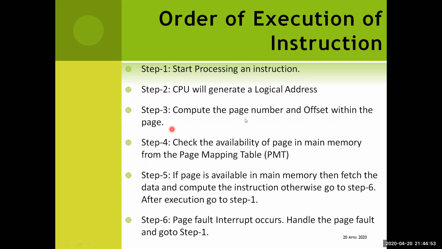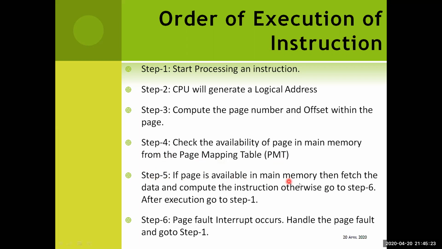After finding the page number and offset, we will go to step 4 and check the availability of the page in the main memory from the page mapping table with the help of the valid and invalid bit. If the valid bit is set, it means the page is present in the main memory. If the invalid bit is set, it means the page is absent in the main memory. Now, after checking this, we will go to step 5.